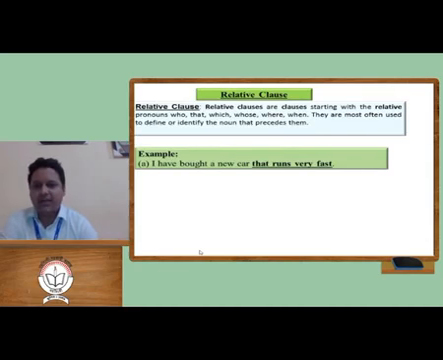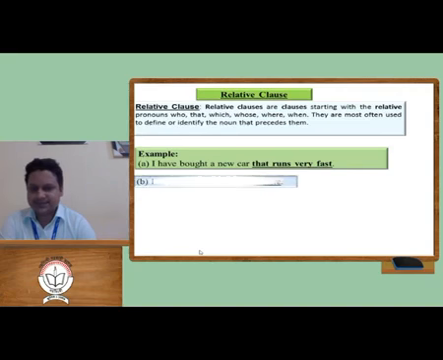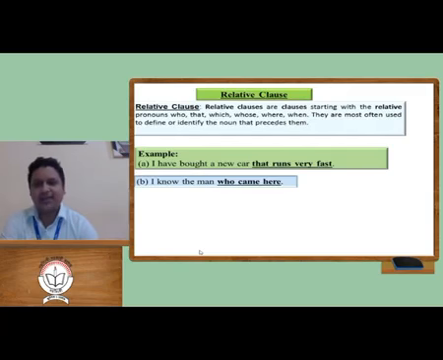Example: I have bought a new car that runs very fast. That runs very fast. Here, the relative clause is that runs very fast because it starts with the relative pronoun that, and it defines a new car. I know the man who came here. The man who came here is a relative clause. It describes the man. It gives the identity of the man who came here.